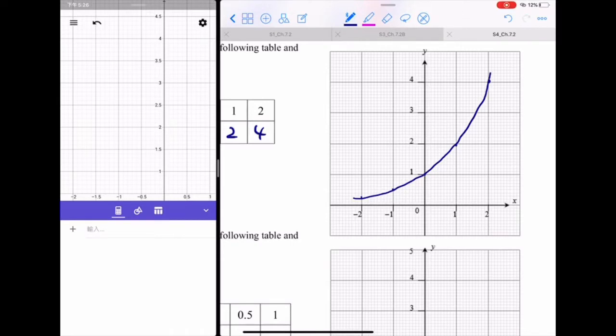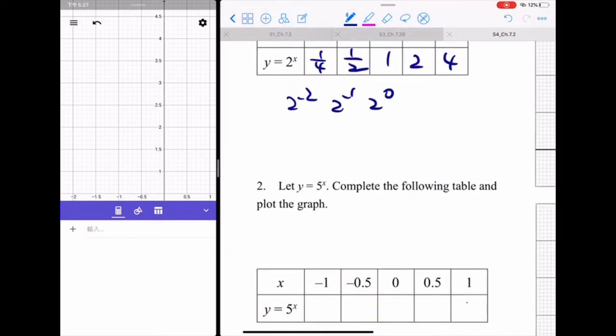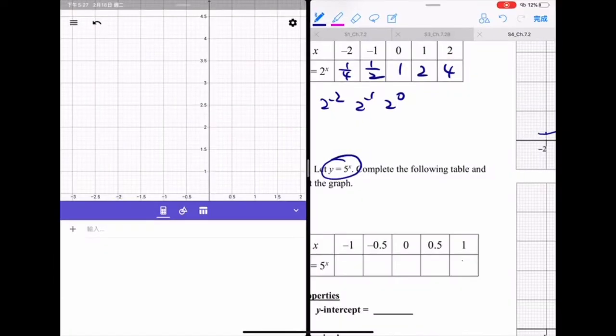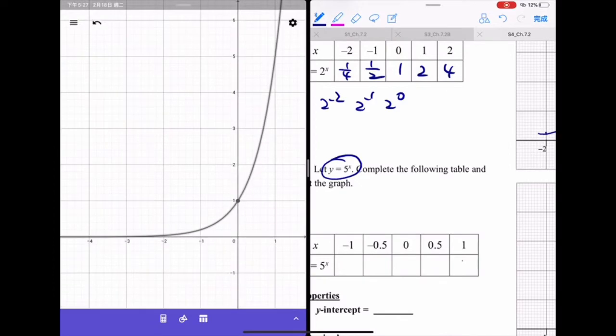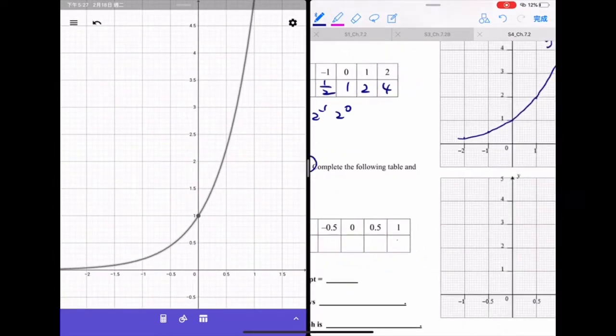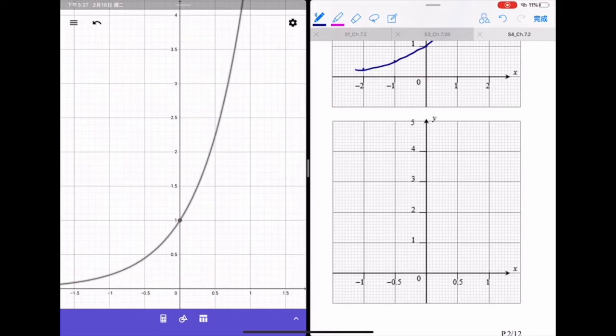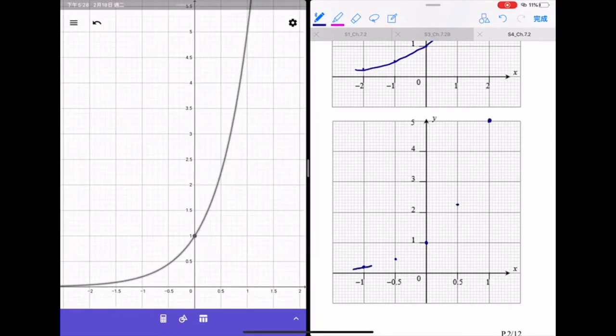So we see the graph keeps going up, and it's above the x-axis. Let's see for a greater base, y equals 5 to the power x. Alright, you see, it's also going up. Let's draw it back on our note. Negative 1 is 0.2. Negative 0.5 is nearly 0.5. Then also 1 for x equal to 0. 0.5 is 2.25. Finally, 1 will be 5. I'm showing it.